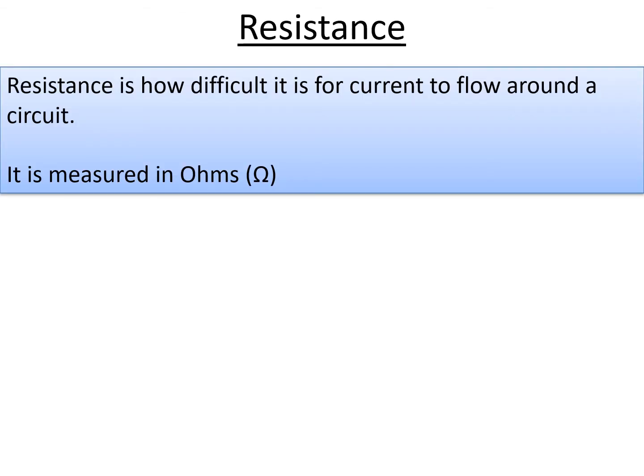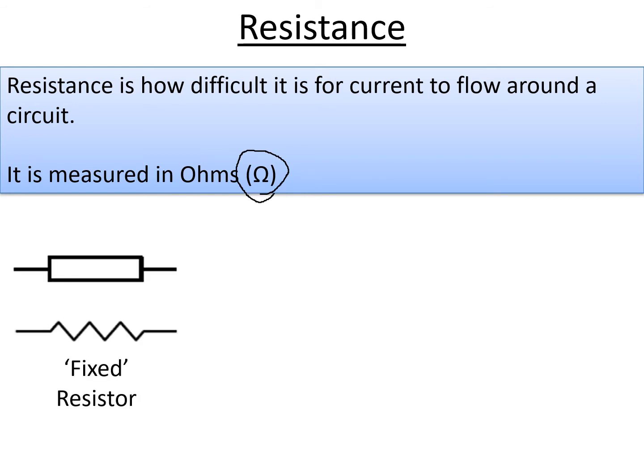So resistance, what's the definition of it? It is how difficult it is for current to flow around a circuit. It's measured in ohms, and remember, this is the symbol for ohms, the Greek letter omega.